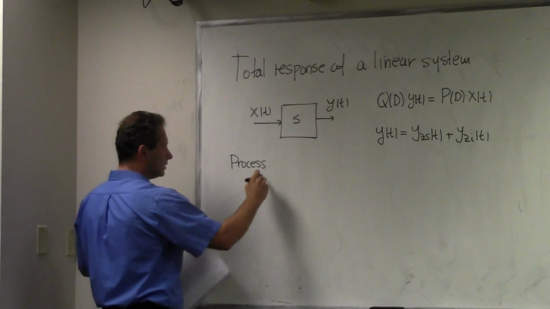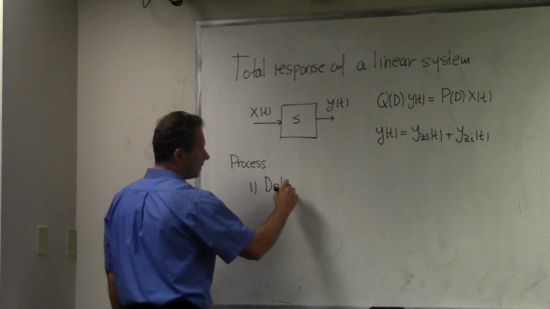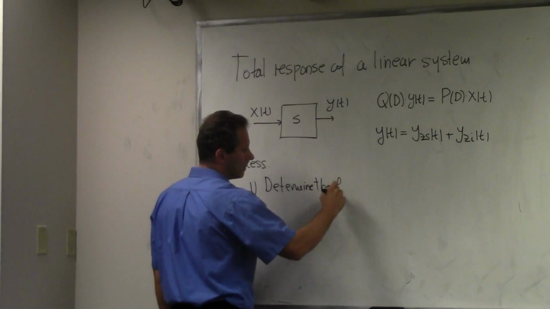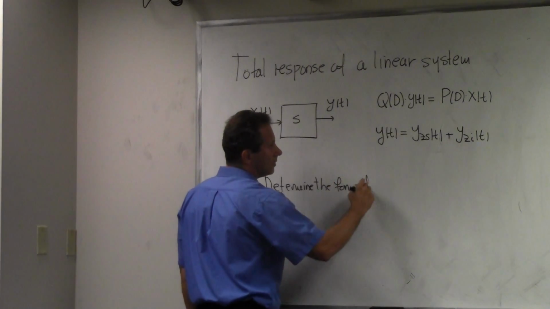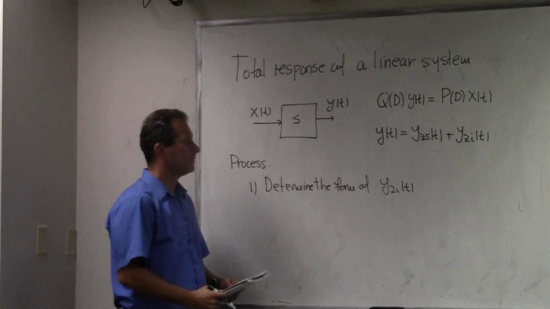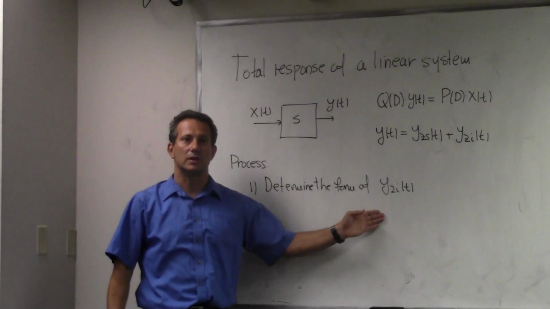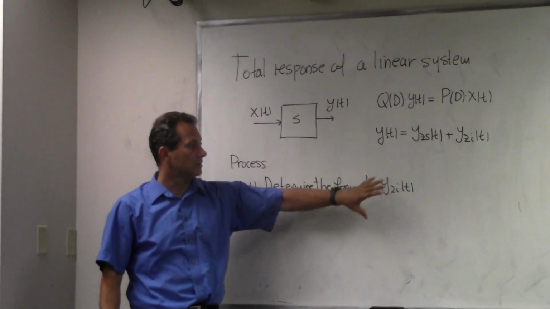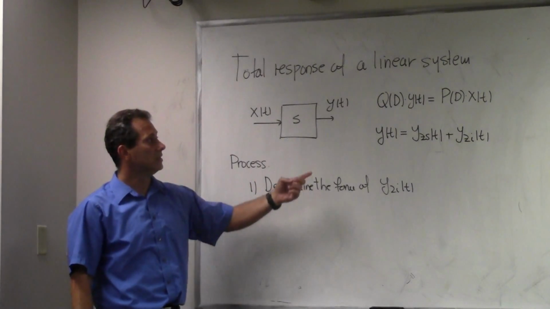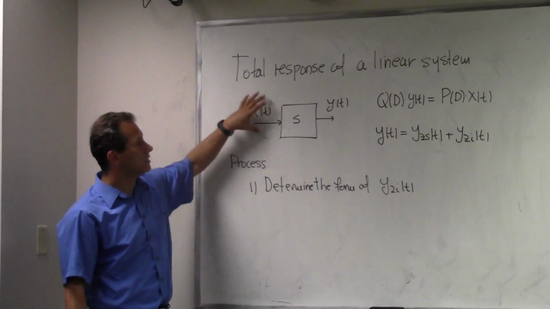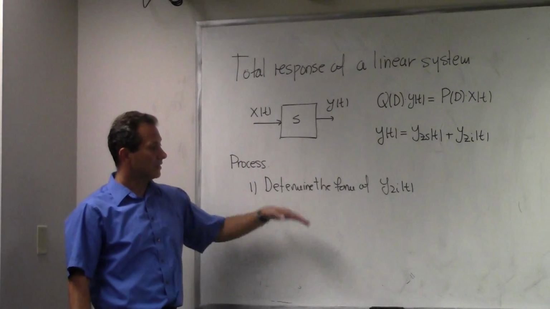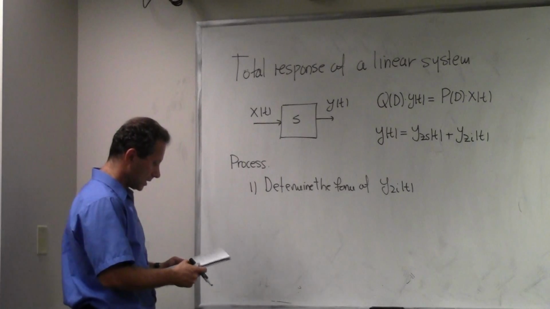First one is determine the form of y zi of t. That's determine what the fundamental modes of this system will look like. We first determine this one, but you leave the constants here, because usually the initial conditions are given with this x of t. So we're going to get rid of the constants at the very last step of this approach.